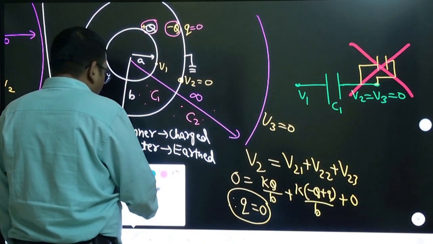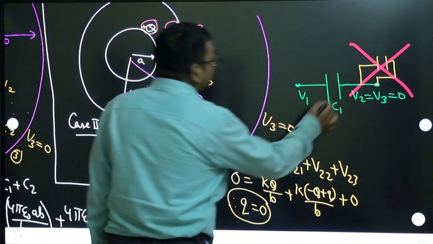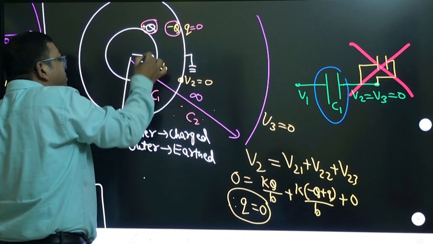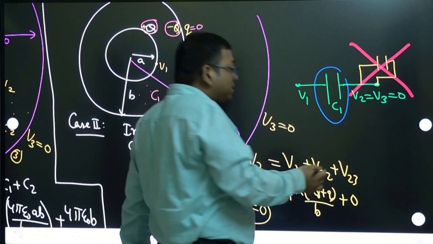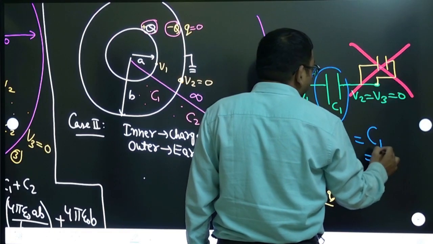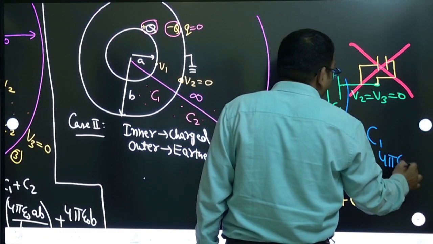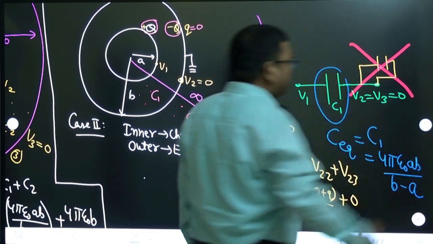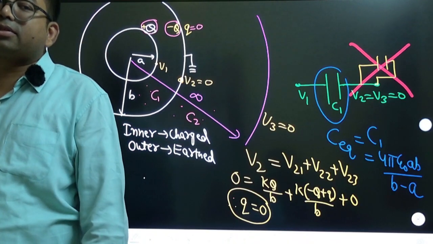So that means you have to only consider this capacitor C1, which is in between A and B, and this is what is C equivalent. So C equivalent is nothing but C1, which is 4 pi epsilon naught AB by B minus A. Clear? This is what it is.